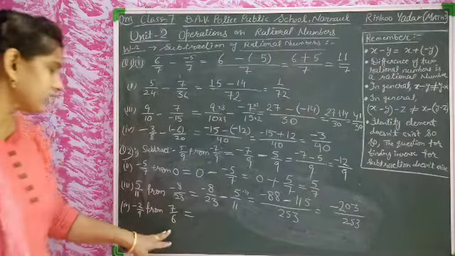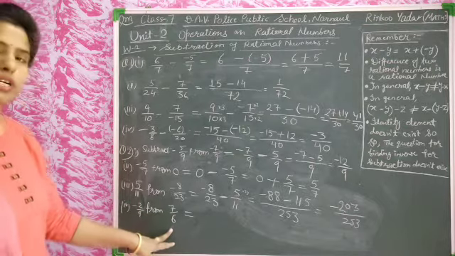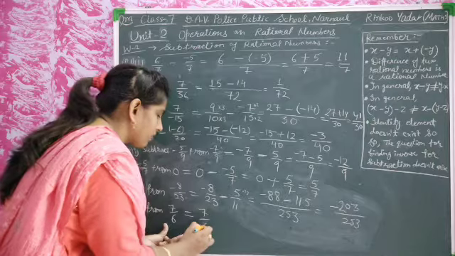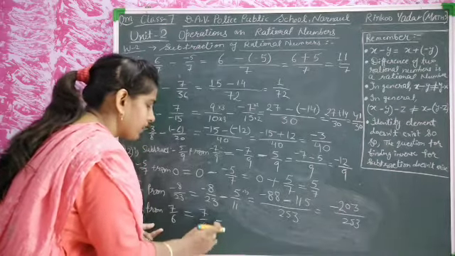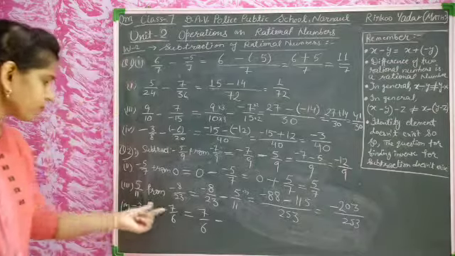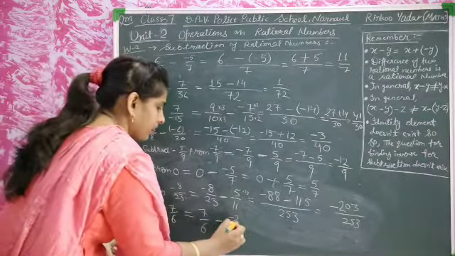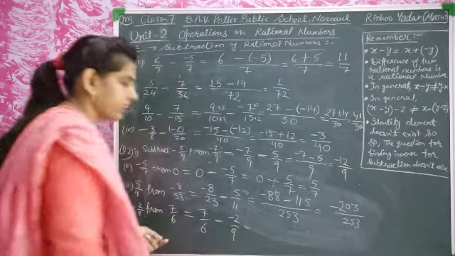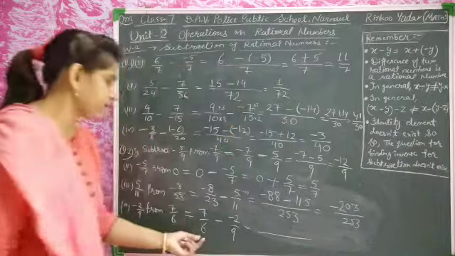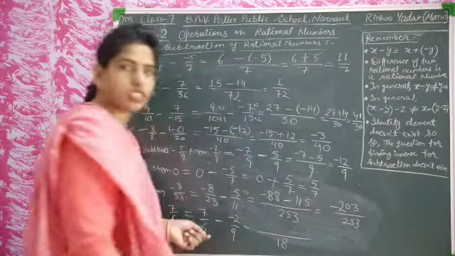The next question is subtracting minus 2 by 9 from 7 by 6. From this, it means we take 7 by 6 first, and we have a subtraction operation, subtracting minus 2 by 9 from 7 by 6. Taking the LCM, the LCM is 18 here.